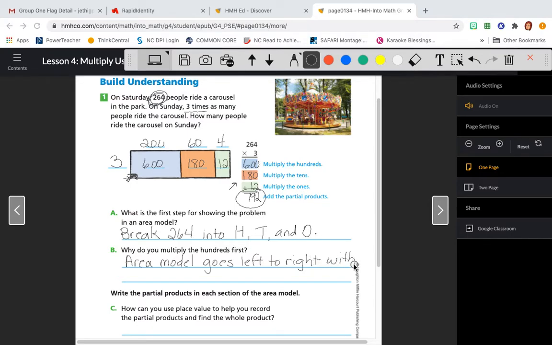With the greatest, this is important, this part right here, the greatest value first. So because that area model goes with the greatest value first, we start multiplying the hundreds first. Alright, now make sure you have this information, because I'm going to slide down on my paper and it's going to take those answers away. So if you need to, you can pause the video.